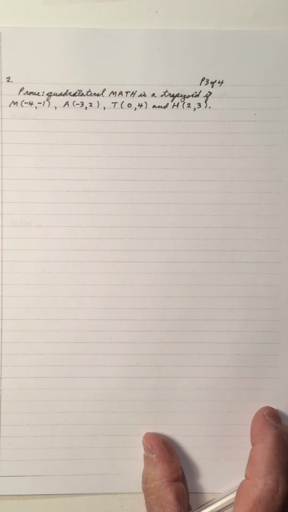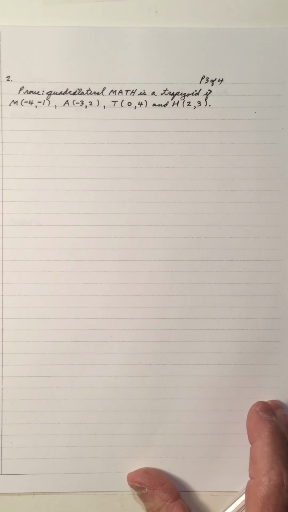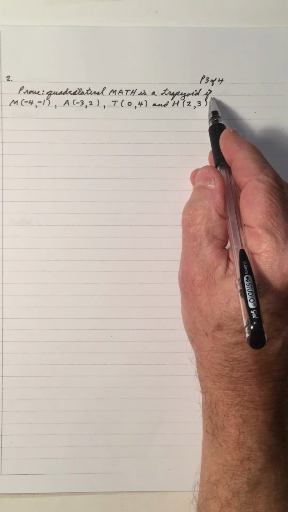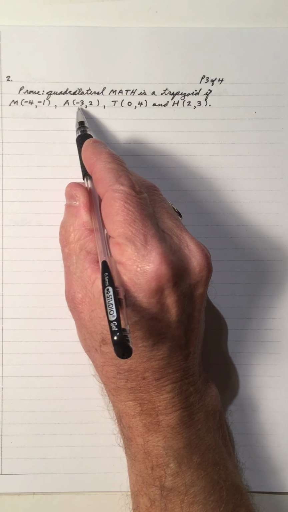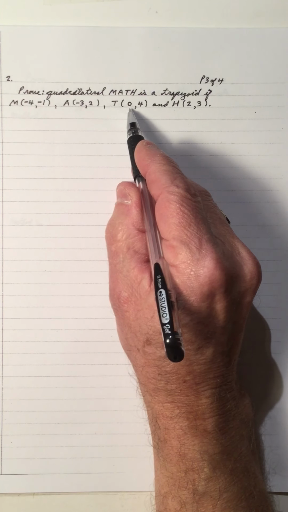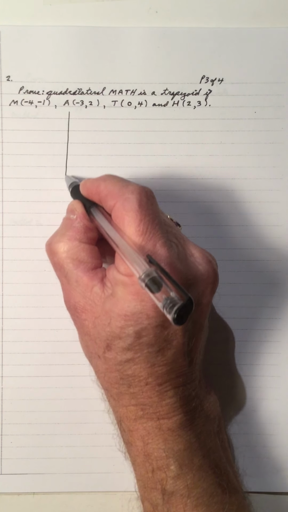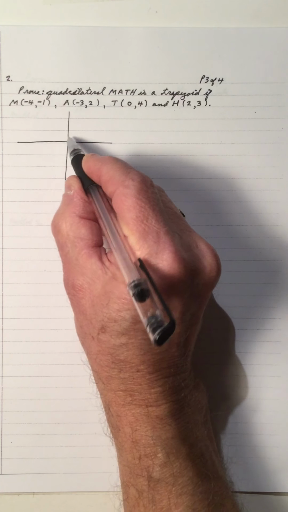Okay, another one. Again, pause the video and see if you can work these out. Prove the quadrilateral MATH is a trapezoid. If M is -4, -1, A is -3, 2, T is 0, 4, H is 2, 3. And again, let's draw a picture, just an estimation.